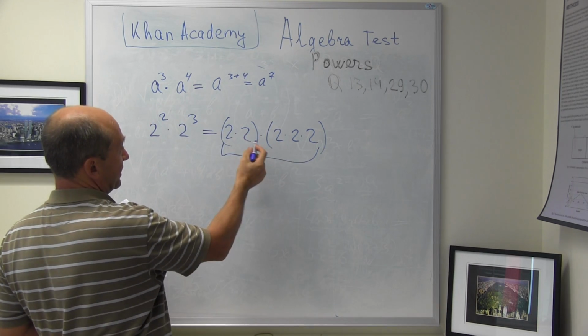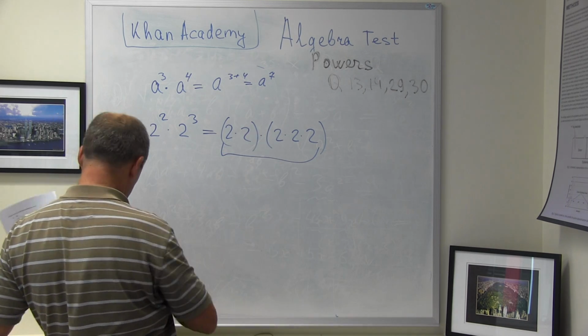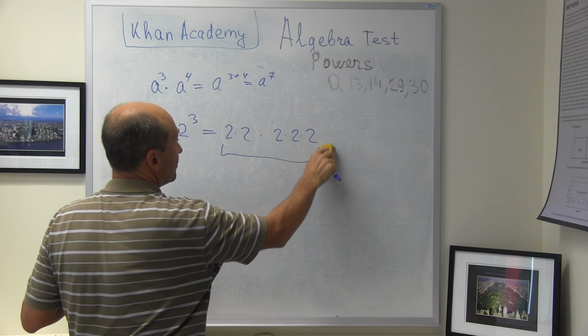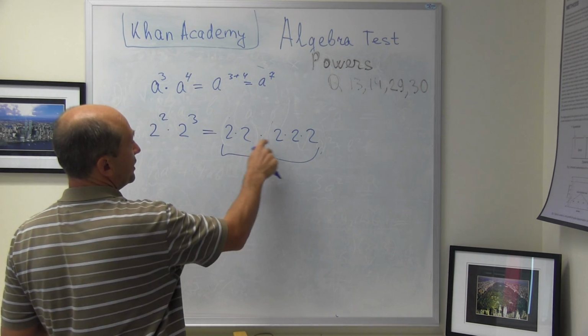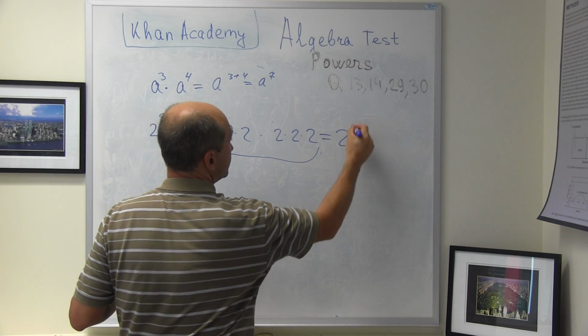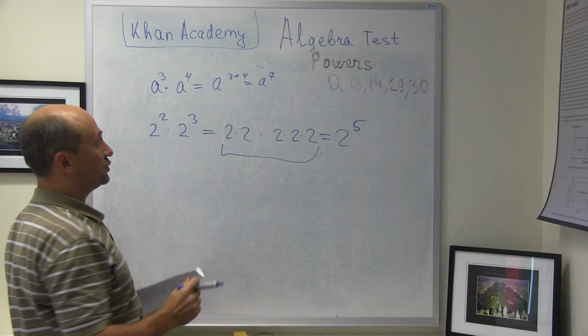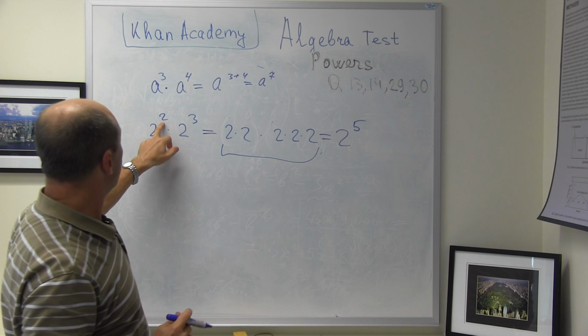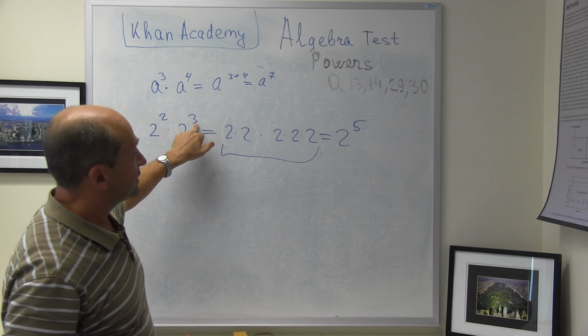If you expand brackets here, which you can easily do, you just remove these brackets, keeping the multiplication there. How many powers have we got now? 5. It's 5 2's, and therefore we have 2 to the power of 5, which is 2 plus 3.